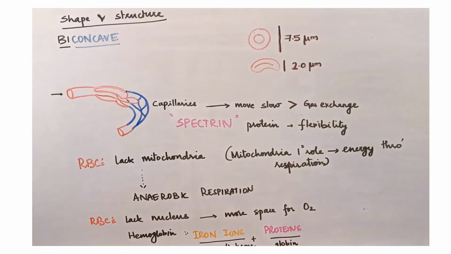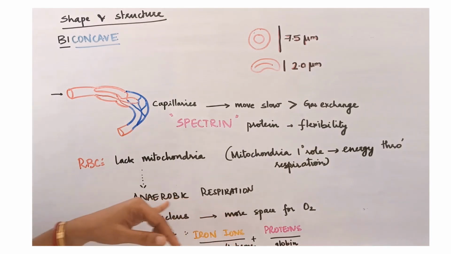So here, our RBCs are very professional. They do not utilize any of the oxygen they are transporting, so they can deliver it all to the tissues. Hence, RBCs lack mitochondria and depend on anaerobic respiration.